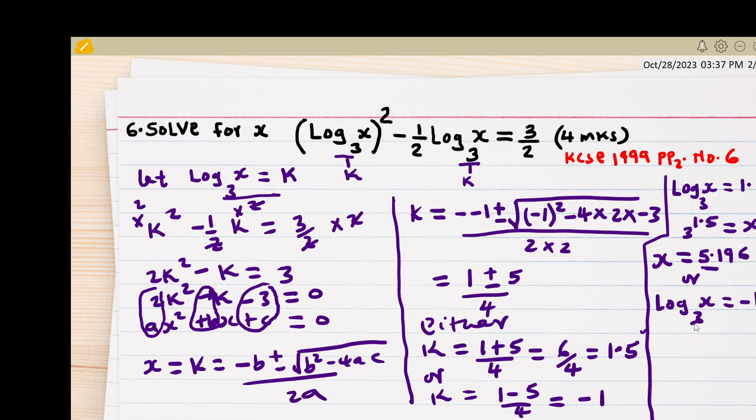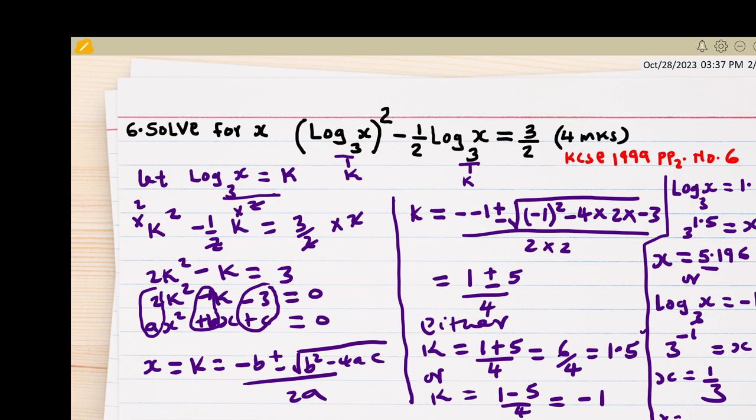If I change this to index form, I'm going to get 3 to the power of negative 1 being equal to x. So x will be 3 to the power of negative 1, which gives you a third. 3 to the power of negative 1 is the same as saying 1 over 3, or 0.3333 recurring. Then we need to determine whether both values represent the value of x. So x is 5.196, x is also 1 over 3. Since both values of x are positive, and we know that the logarithm of a positive number is defined, it means x is 5.196 and x is also a third.